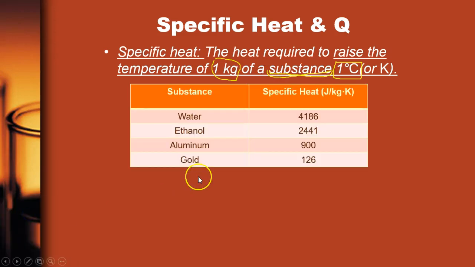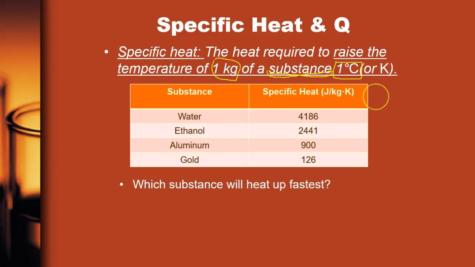If you look at this table right here, these are tables of specific heats, and this number represents the amount of heat required to raise the temperature of 1 kilogram of that substance by 1 degree Celsius. So if I have 1 kilogram of each of these substances, it takes a different amount of heat to change their temperature. So which substance is going to heat up the fastest? What do you think? Pause the video and see what you think.